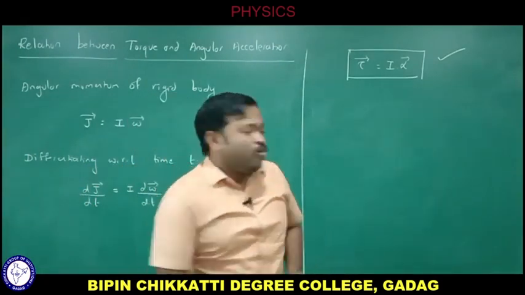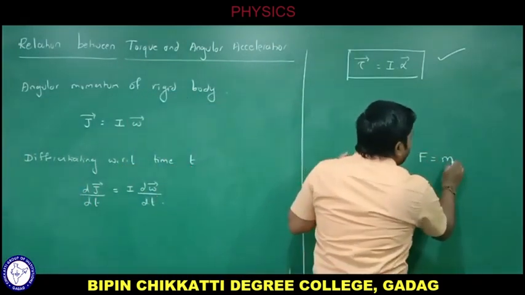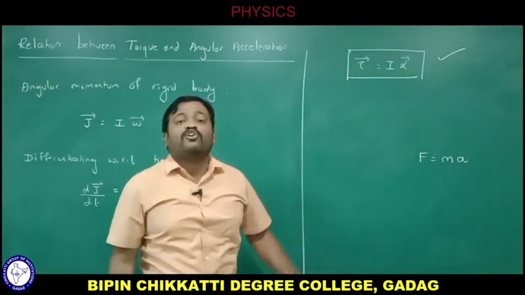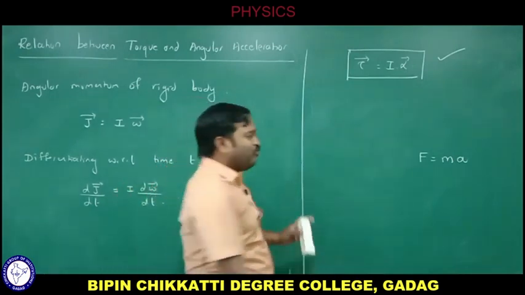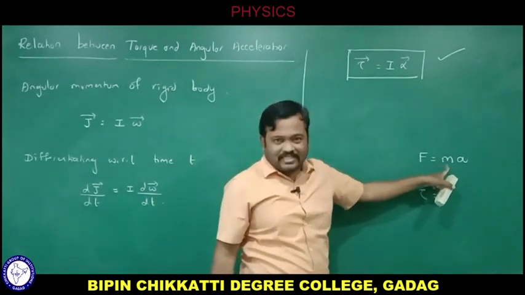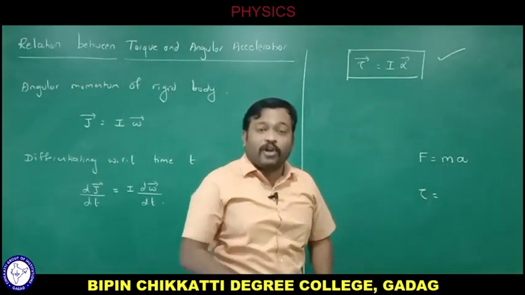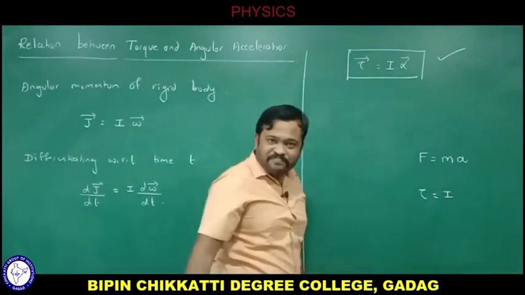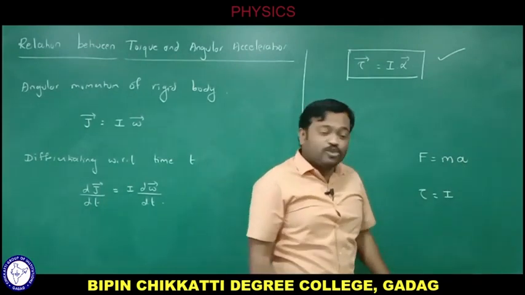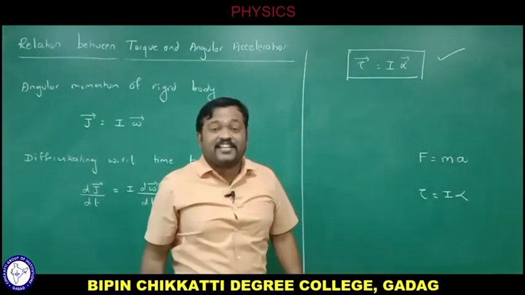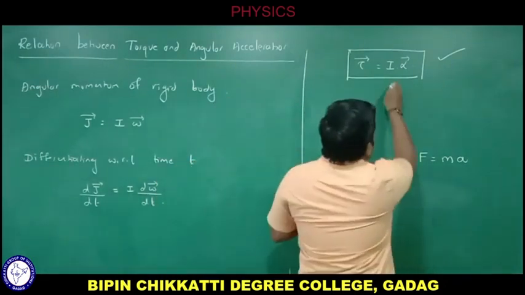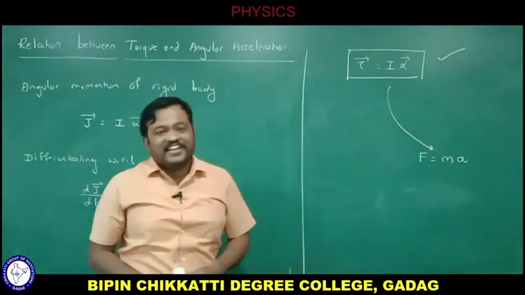Yes. What is the formula for force? F is equal to mass into acceleration. Let me write the similar formula for rotational motion. The rotational analog of force is tau. The rotational analog of mass is moment of inertia. In linear motion I speak about linear acceleration; in rotational motion, angular acceleration. So this is a formula similar to F is equal to ma, right?